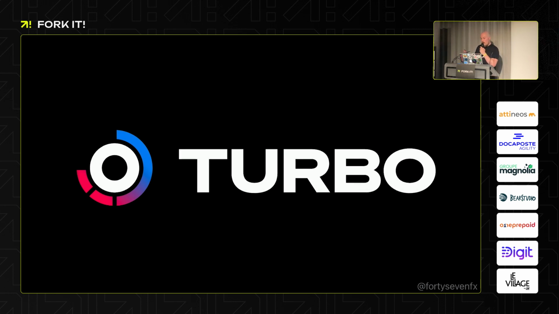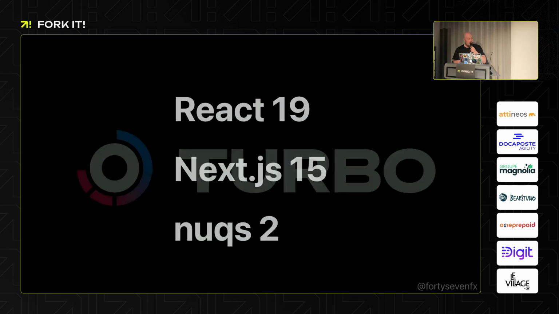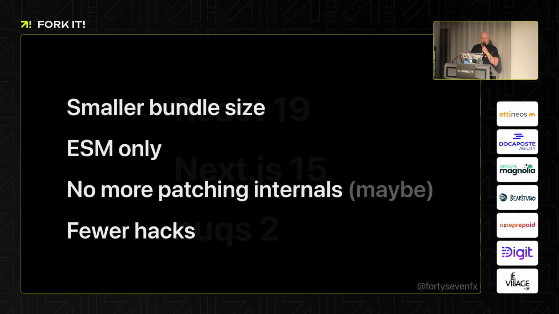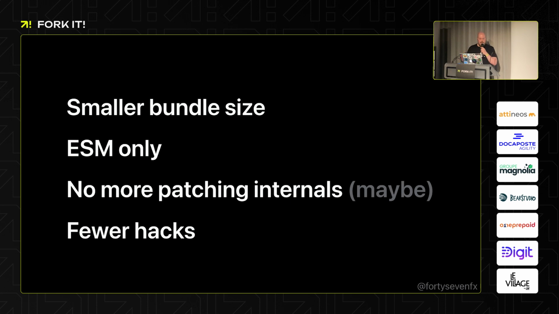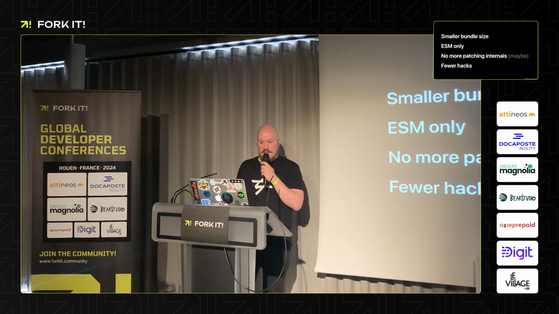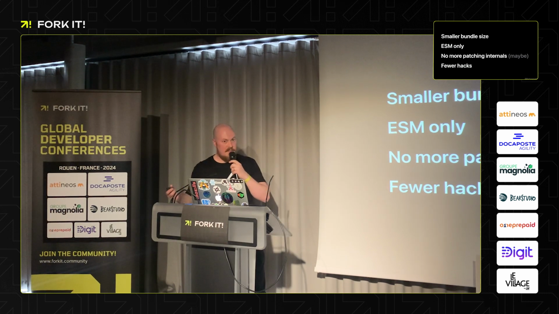So there are a lot of upcoming changes in all this ecosystem. React 19 will be published in a couple of days. Next.js will be published a couple of milliseconds after React 19. And nuqs 2 will hopefully follow along for the ride. And so the idea with this would be to give a smaller bundle size. Big thanks to Andre's size limit here. Very helpful. ES modules only, the newest way of doing JavaScript. It's time to drop CommonJS if you can. No more patching internals if we only support the newer versions of Next and React, and hopefully fewer hacks in detecting those versions.